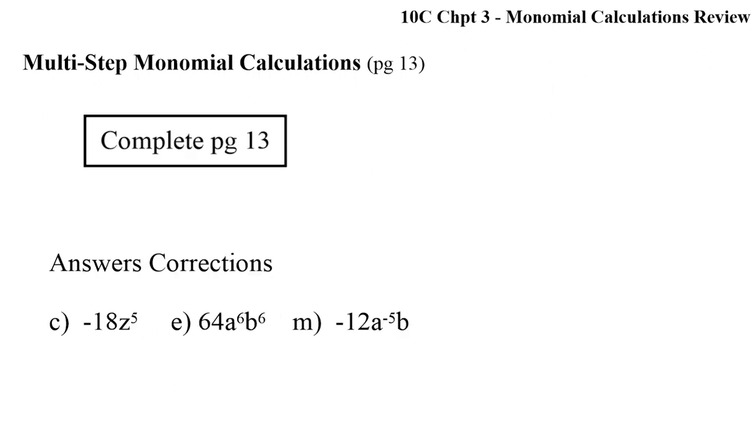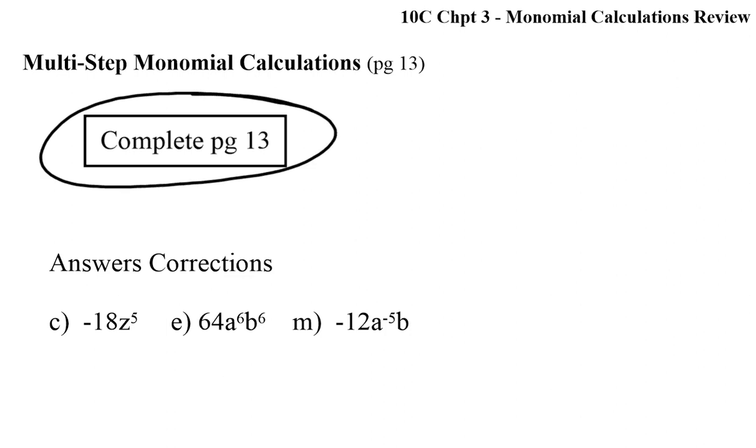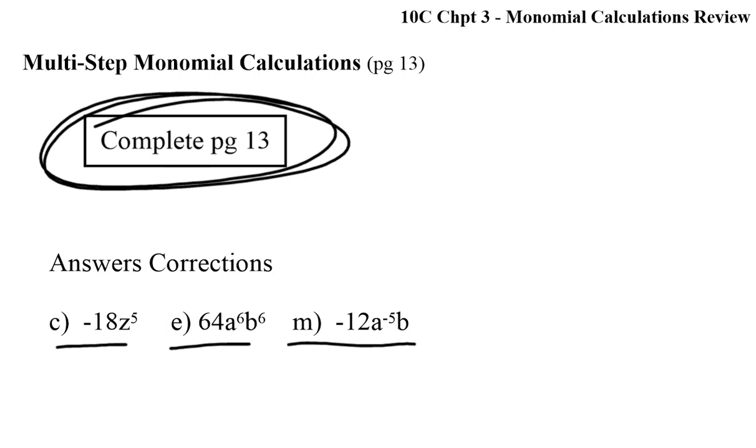So at this point, monomial calculations. Complete page 13, a few questions on there, not too involved, but answers are there. Please note, there are 3 little errors on the answers. So make sure you write those down so you don't get frustrated. So once you're finished that, turn the page because we've got a little bit more to go here.